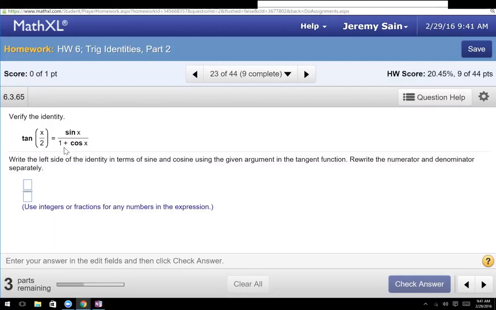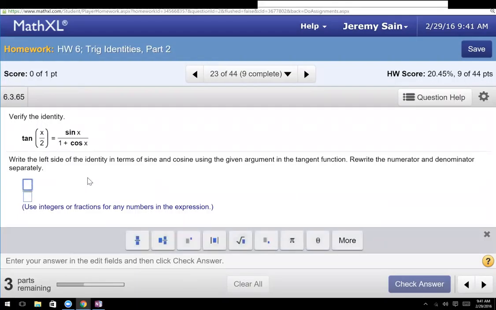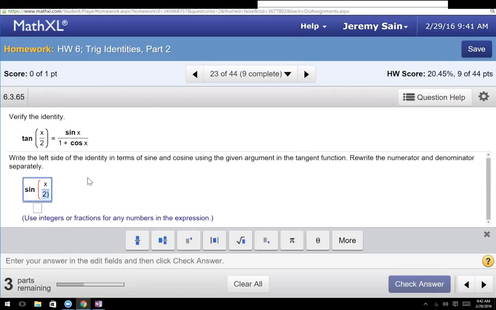We're at the left side in terms of sine and cosine. Okay, so we've actually already done one exactly like that. We did tangent x is sine 2x over 1 plus. No, we didn't. We did the one with 1 minus cosine on top, didn't we? Okay. So anyway, this is sine x over 2 over cosine x over 2.